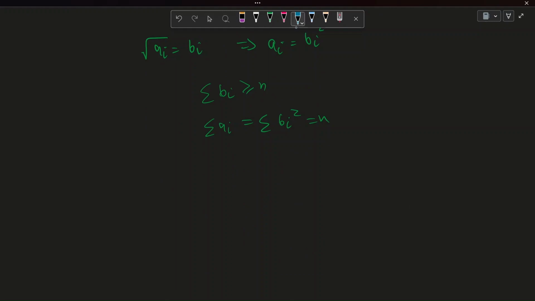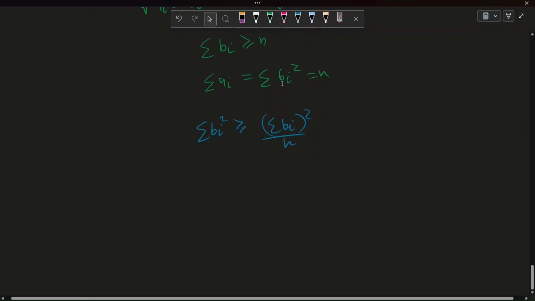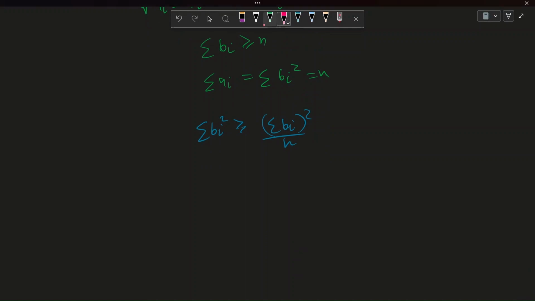Now we will prove a very well-known inequality. The well-known inequality is: the summation of b_i squared is greater than or equal to the summation of b_i, the whole squared, divided by n, where there are n terms in the summation. This is a very well-known inequality, and there are many ways to prove it. We will prove it using Cauchy-Schwarz.